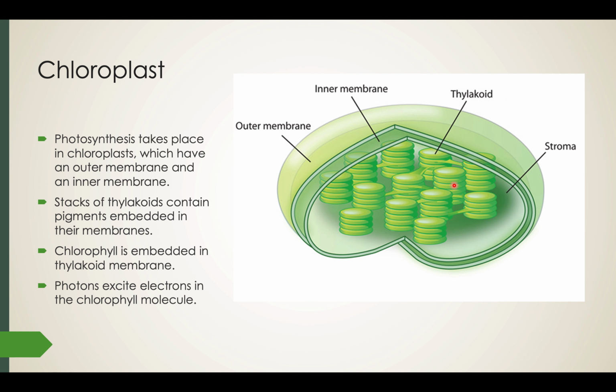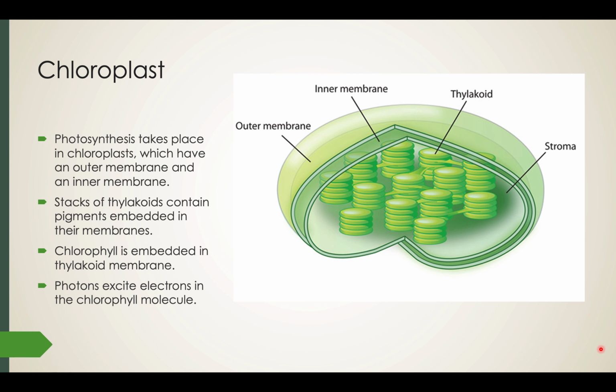So within the thylakoids, there is chlorophyll. That chlorophyll comes off as that green color. And photons excite electrons in the chlorophyll molecule. So as light enters the plant, photons excite electrons in chlorophyll. And also in here you have the stroma. It's this area, almost like a large vacuole within.